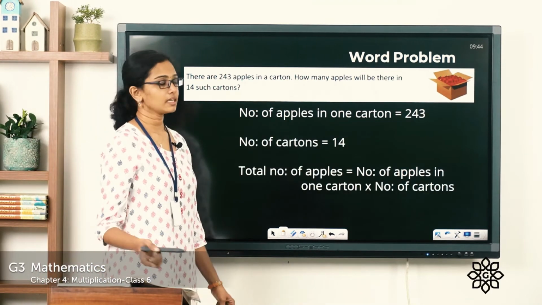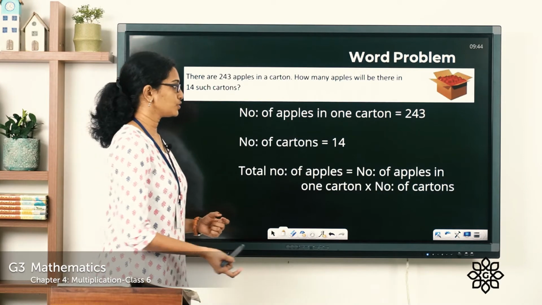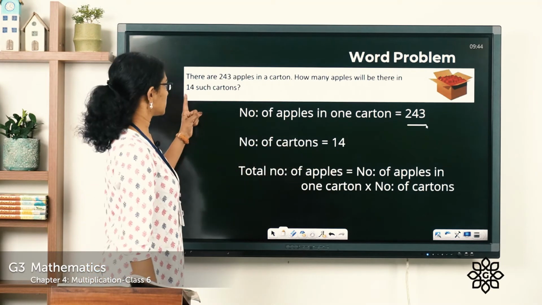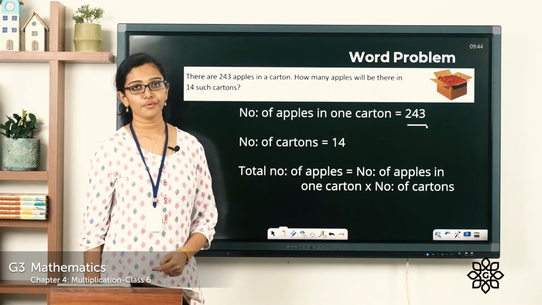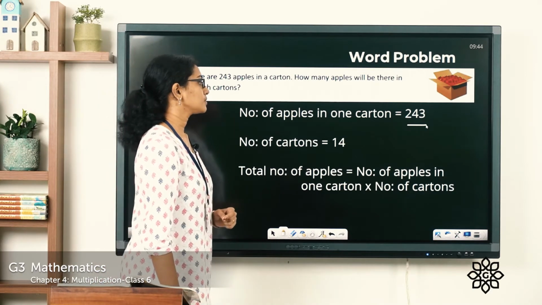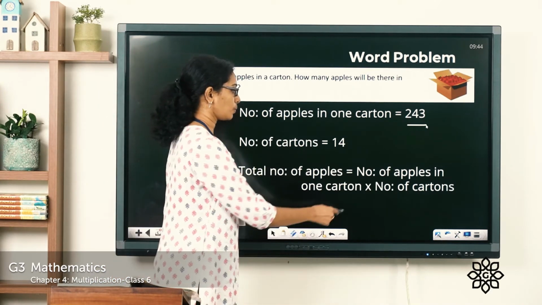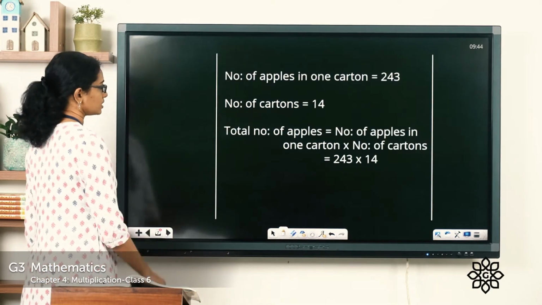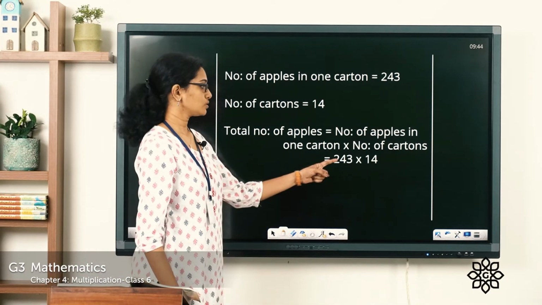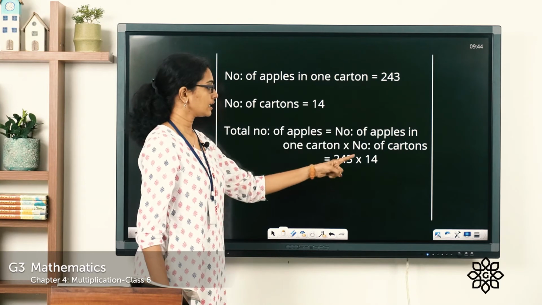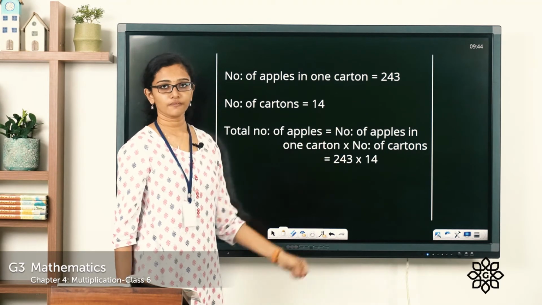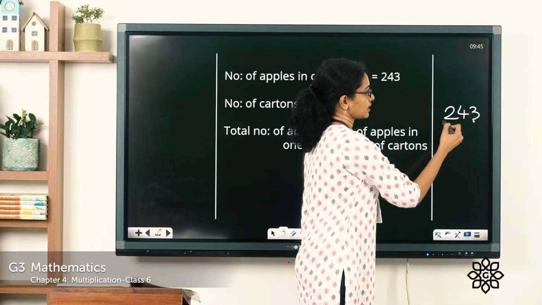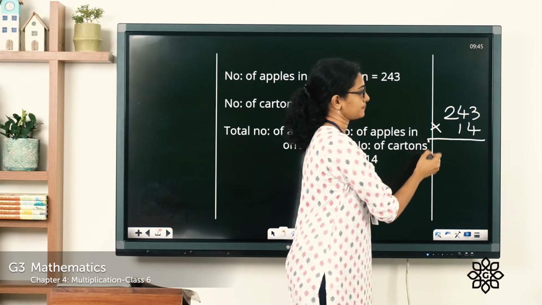The steps would be the number of apples in one carton is equal to 243, which is given in the question, and the number of cartons is mentioned as 14. So, you write the number of cartons is equal to 14. Now, the total number of apples is equal to the number of apples in one carton multiplied by the number of cartons. So, let's substitute the numbers. That would be equal to 243, the number of apples in one carton, into 14, the total number of cartons. Let's do the multiplication. So, in the working column, we have 243 into 14.